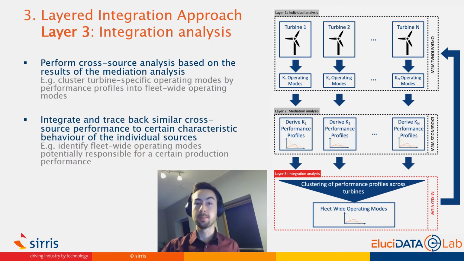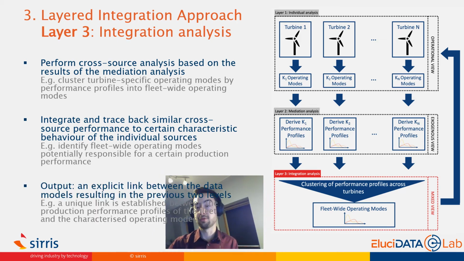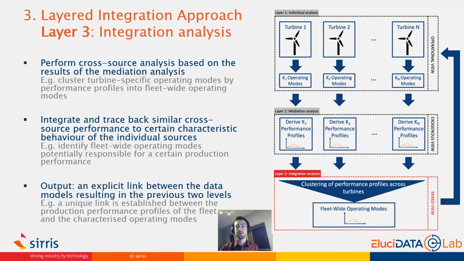So based on this, we can do some integration and trace back similar cross-source performance to certain characteristic behavior of the individual sources. For example, in the wind turbines, we can identify fleet-wide operating modes which are potentially responsible for a certain production performance. So the output in here is like an explicit link between the data models resulting in the previous two levels. In the wind turbine case, we get a unique link between the production performance profiles of the fleet and the characterized operating modes.